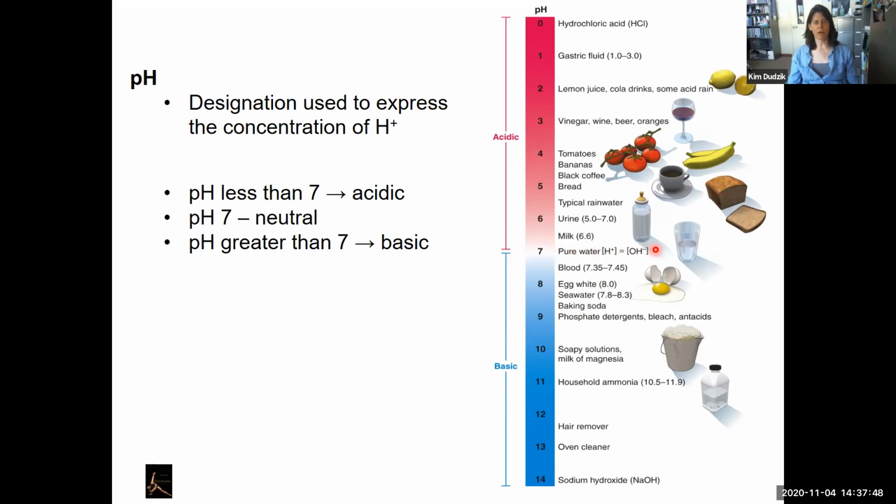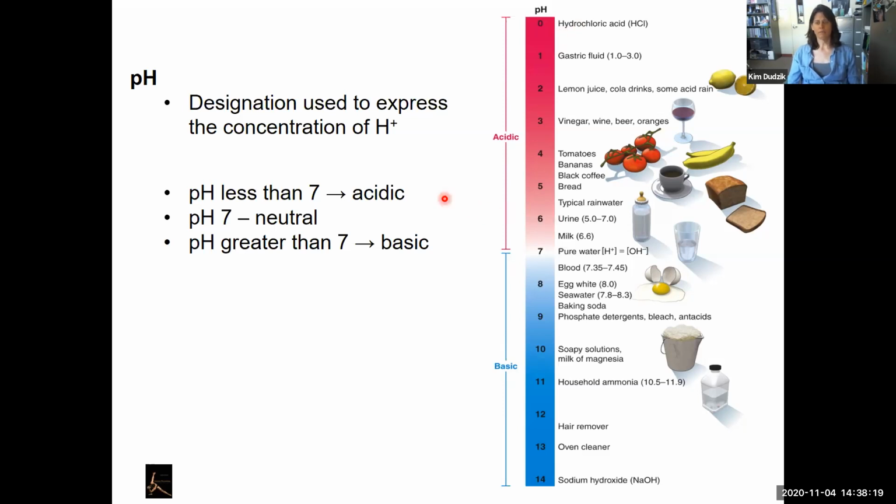That means it's pure water. That means the number of hydrogen ions balances the concentration of hydroxyl ions. So those would bind together and you would get H2O. Okay. So again, any number lower than 7 means there are more hydrogen ions. So the concentration of hydrogen ions goes up as we go lower on the pH scale. So hydrochloric acid is extremely acidic, with a pH of near 0.